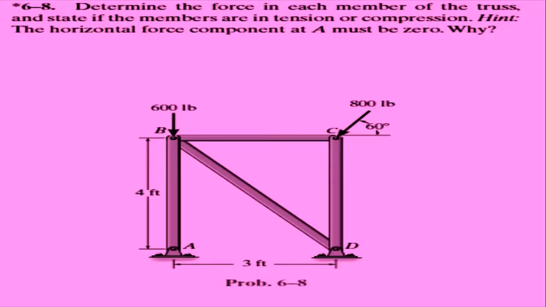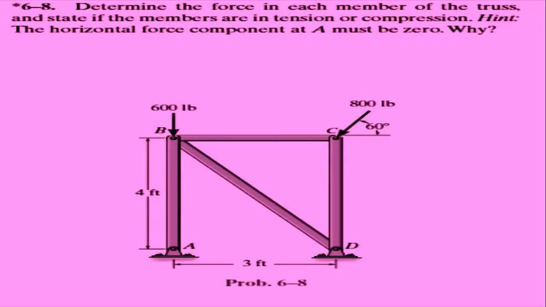For example, if I don't know that the horizontal component at A is 0 and the hint is not given here, what do I have to do? Normally in question papers or exams, a hint is not given to you. So your concept must be clear. We are moving towards the solution.